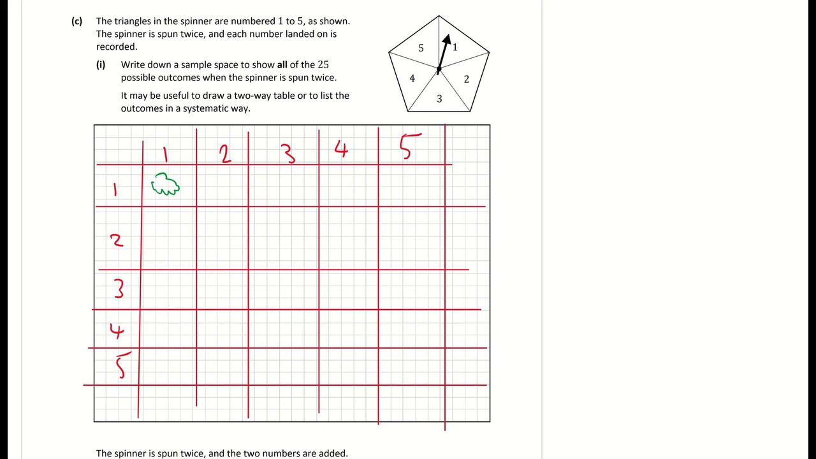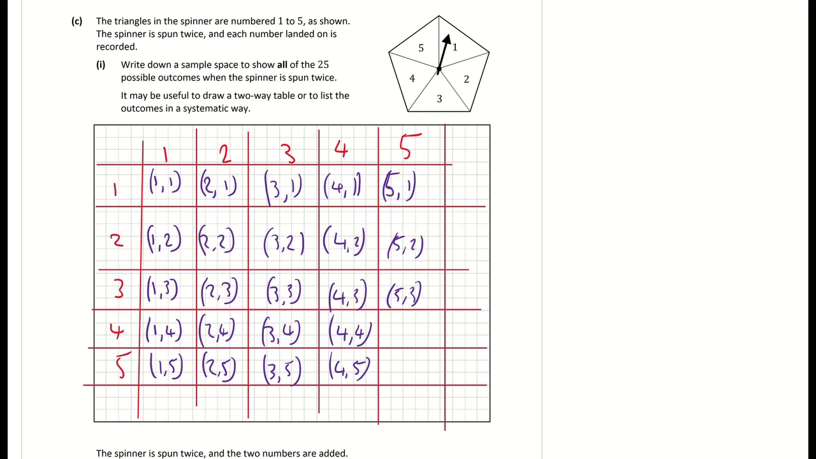So for instance, if I'm filling in this one, I could have the possibility of getting a 1 on the first spinner followed by a 1 on the second spinner. I could get a 1 followed by a 2, and so on and so on. The next outcome could be a 2 on the first spinner followed by a 1 on the second spinner, and again I continue on like that until I get to the 24th and 25th possible outcomes, which are going to be a 5 on the first spinner, a 4 on the second spinner, and then finally a 5 on the first and a 5 on the second. So they're the 25 possible outcomes.